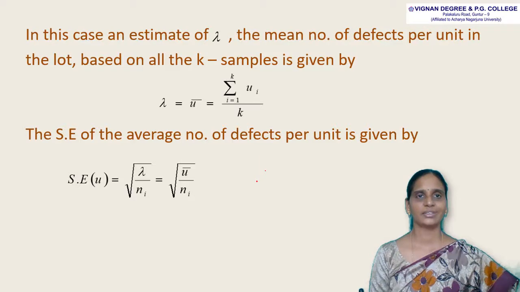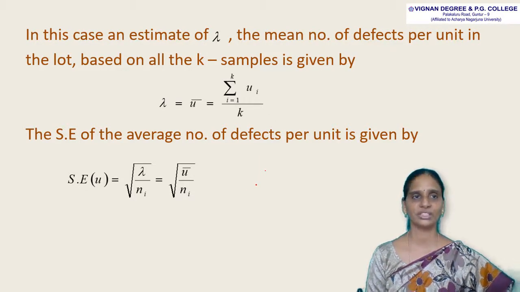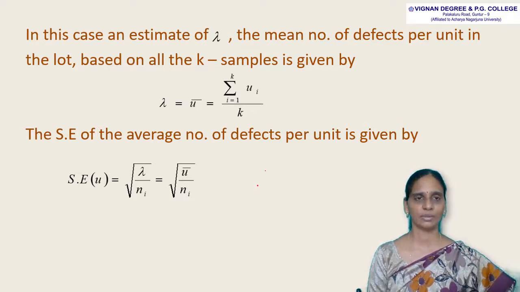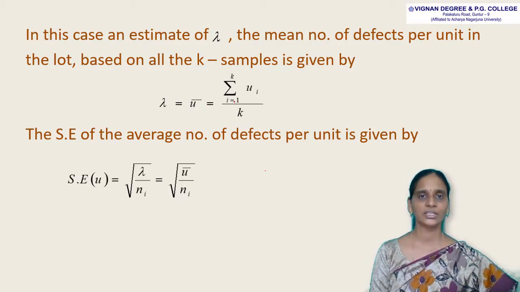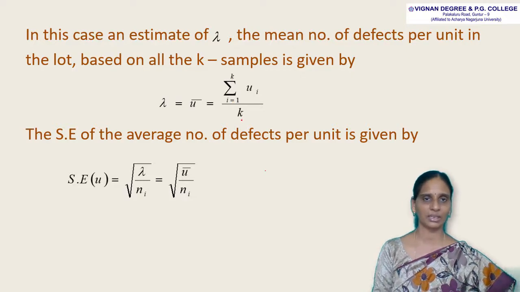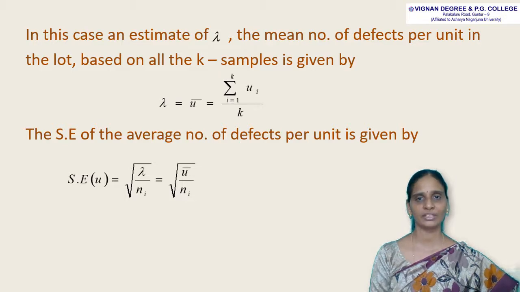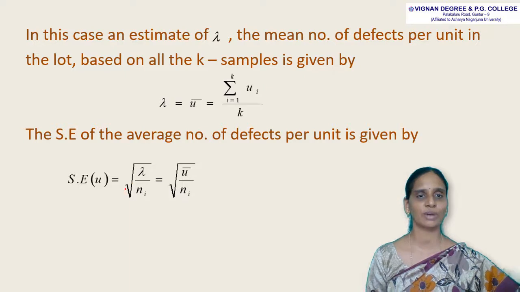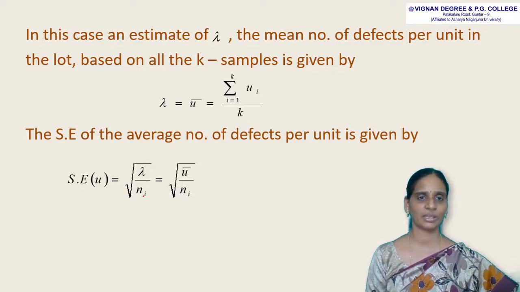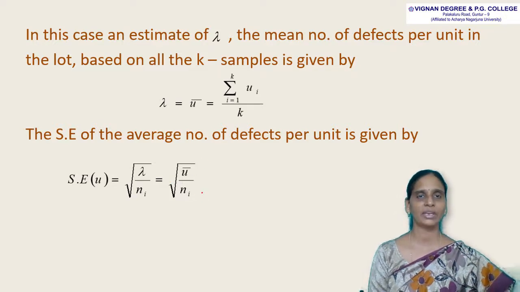In this case, an estimate of lambda, the mean number of defects per unit in the lot based on all the k samples, is given by lambda equal to u bar, that is equal to the summation of i equal to 1 to k of ui divided by k. The standard error of the average number of defects per unit is given by standard error of u equal to square root of lambda divided by ni. So that is equal to square root of u bar divided by ni.